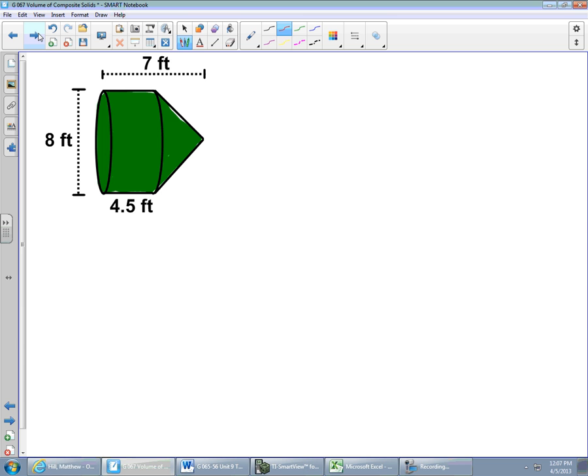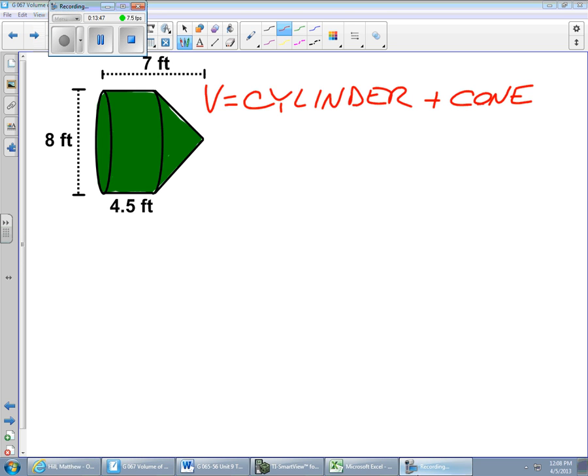How did we describe this one? Cylinder plus cone. Volume equals cylinder plus cone. After we have that description, that would send us to our formula chart. Let's go to our formula chart and find if we have a formula for volume of a cylinder. Yeah, a cylinder is nothing more than a fancy prism, so it still follows the big B little h formula.